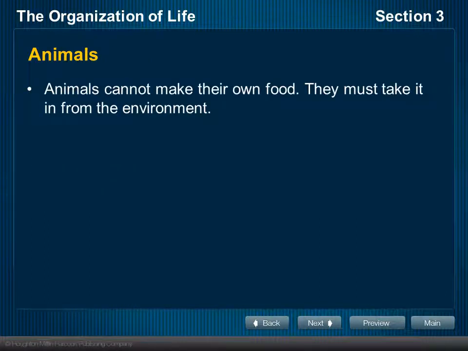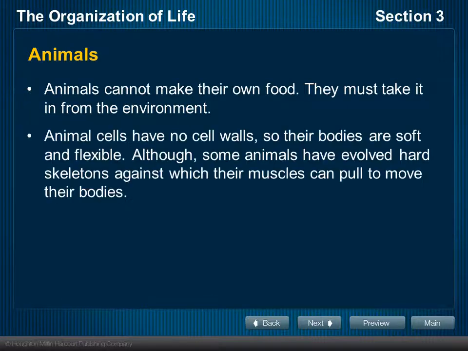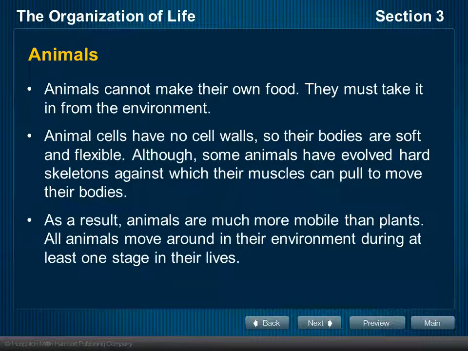Animals are next. Animals are heterotrophs. They cannot make their own food, so they get their food from the environment around them. Animal cells do not have cell walls, so animals tend to be soft in their bodies and more flexible. We do see that some animals have hard, what we call exoskeletons, like insects, or hard skeletons inside, like mammals, that help them move from place to place and help them move their body through space.